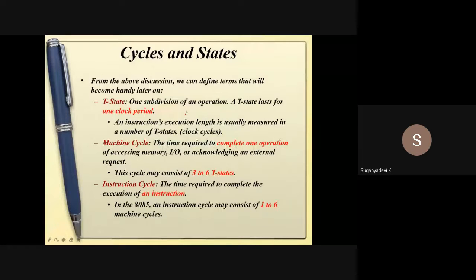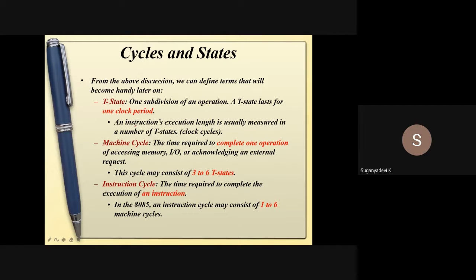Next we have cycles and states. As we have discussed frequencies a little bit before, the 3 megahertz frequency is used to execute instructions in the 8085. So here we have some cycles and states. These states, machine cycle and instruction cycle all belong to frequency. A T state is nothing but one subdivision of an operation. A T state lasts for one clock period. T state is nothing but timing state.